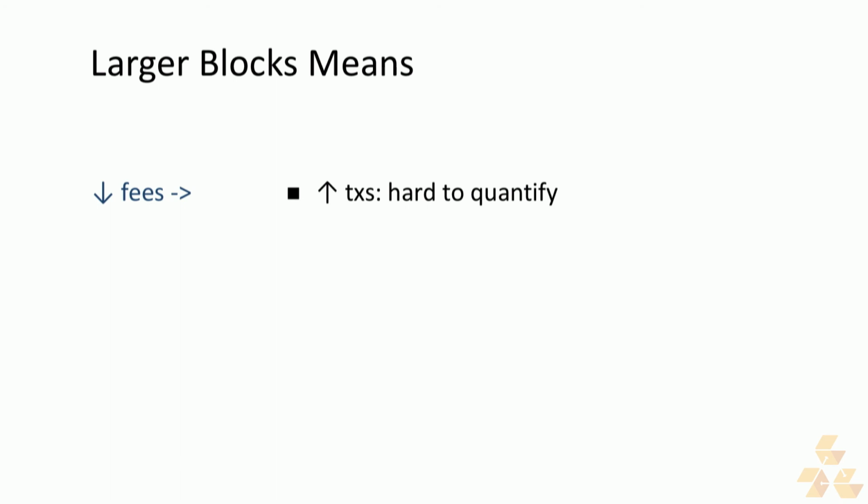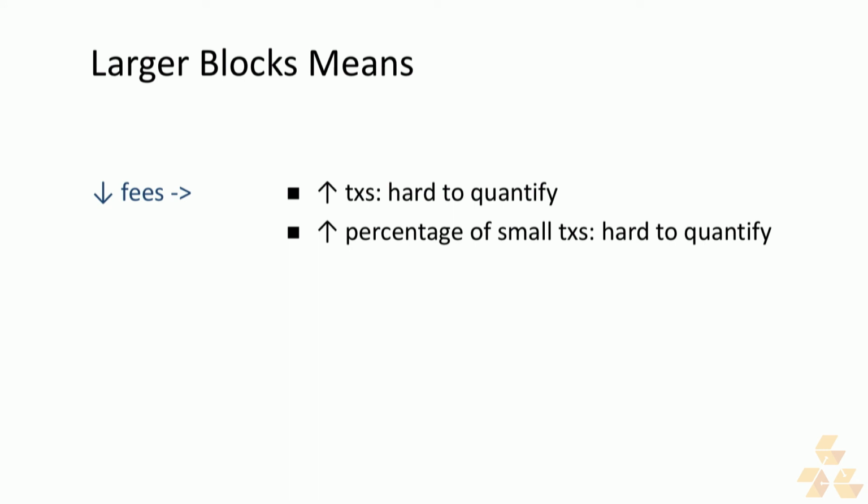So if we have two megabyte blocks, what's the estimated fee? And what's the number of transactions that will emerge? We don't know. And it also means a higher percentage of small transactions, which is also hard to quantify.